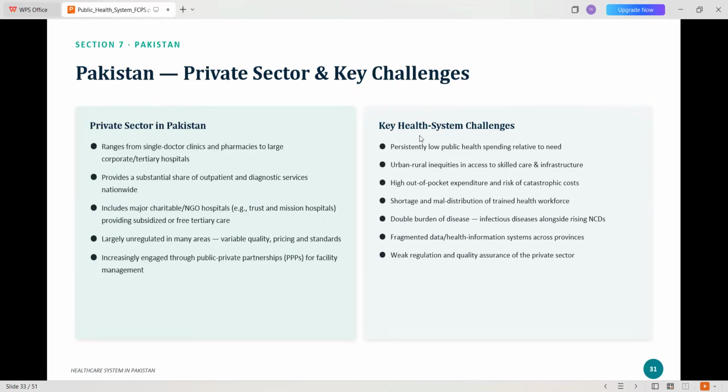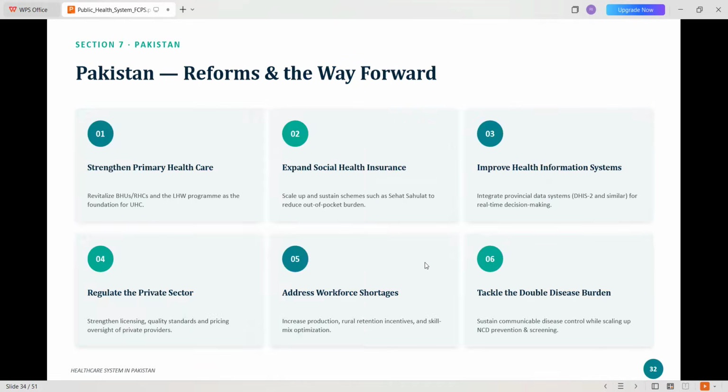The key health system challenges include persistently low public health spending relative to need, urban-rural inequity in access to skilled care, high out-of-pocket expenditure, shortage and maldistribution of trained health workers, the double burden of disease, with infectious disease alongside rising NCDs, a fragmented health information system, and weak regulation and quality assurance of the private sector.